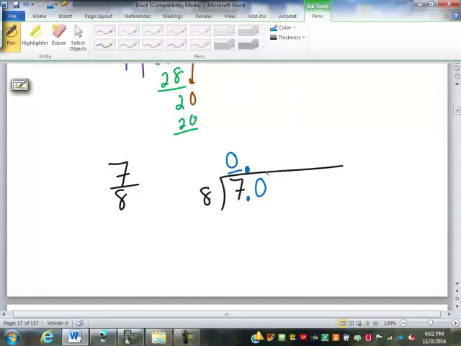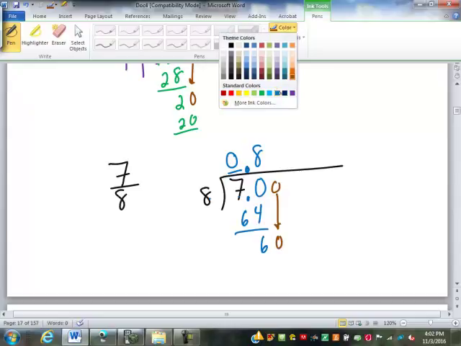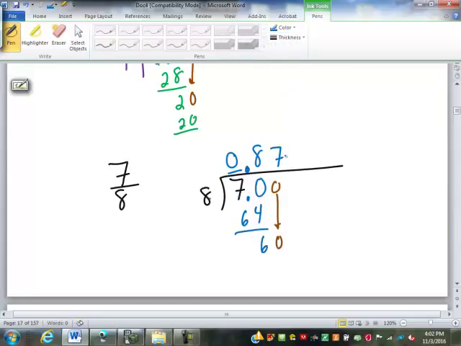8 goes into 70 8 times. 8 times 8 is 64. We subtract to get 6 left over. Now let's put in another 0. Bring it down. 8 goes into 60 7 times. 7 times 8 is 56. Leaves me with 4. Put in a 0 and bring it down. 8 goes into 40 5 times. That would be exactly 40. So 0.875.